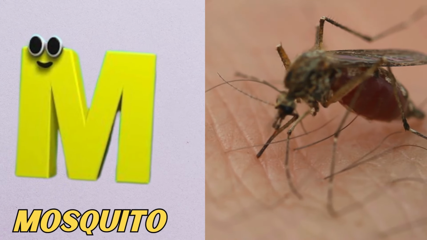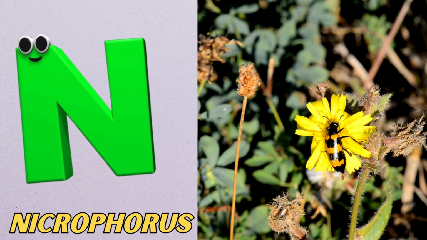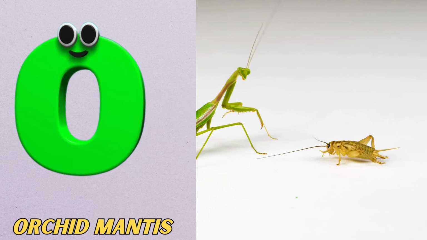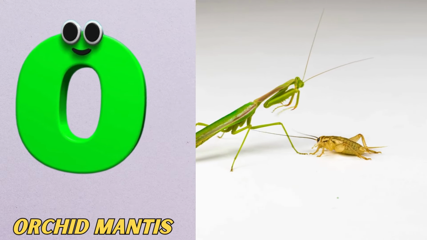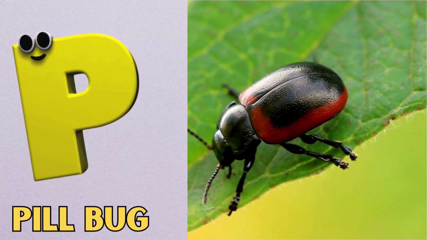M is for mosquito. Mosquito. N is for Nicrophorus. Nicrophorus. O is for Orchid Mantis. Orchid Mantis. P is for pill bug. Pill bug.